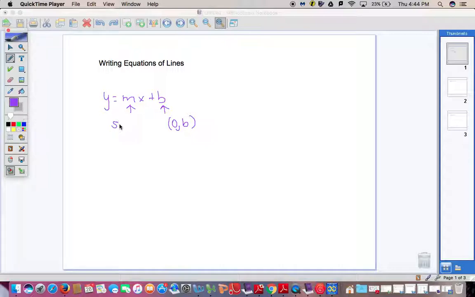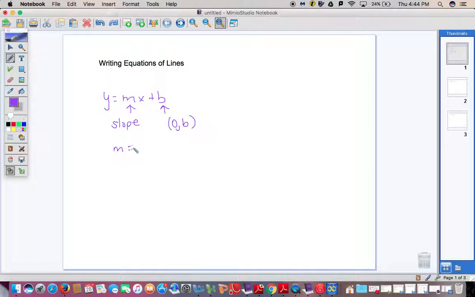And m is our slope. Recall that the slope is the change in y divided by the change in x. We've heard of that as rise over run, and we know the formula for that is y2 minus y1 over x2 minus x1. And I have suggested that you use the stack and subtract method in order to make sure that your numbers are in the correct order.